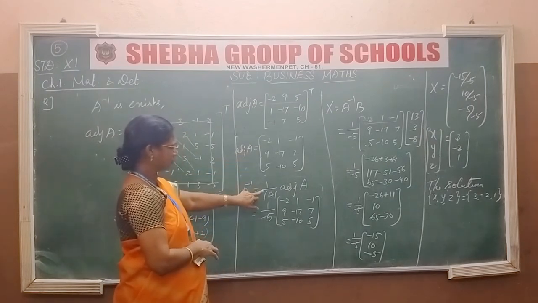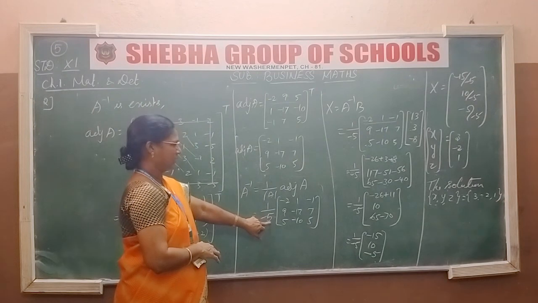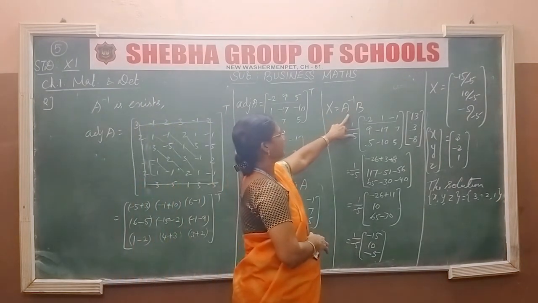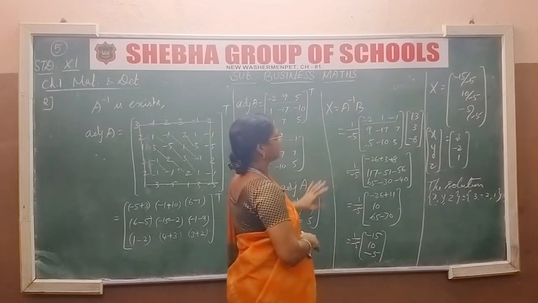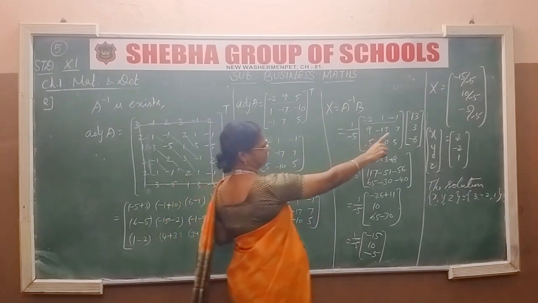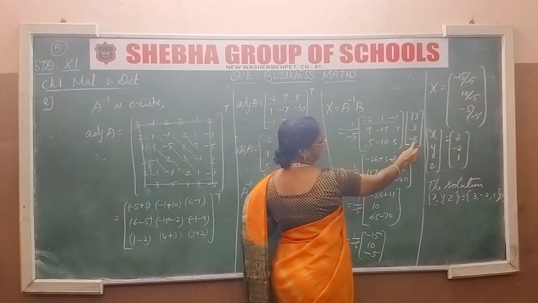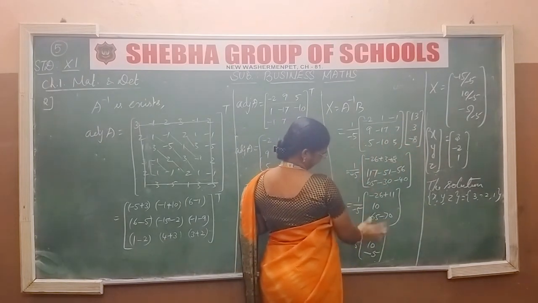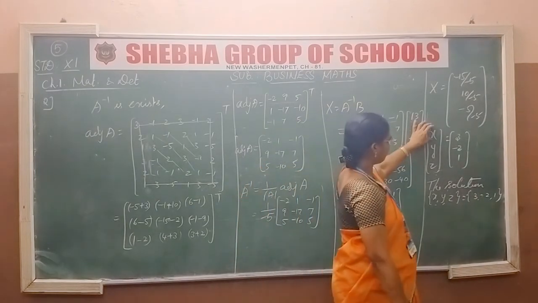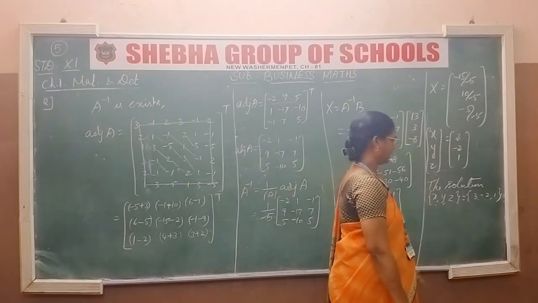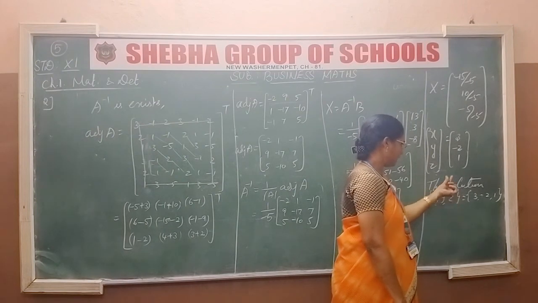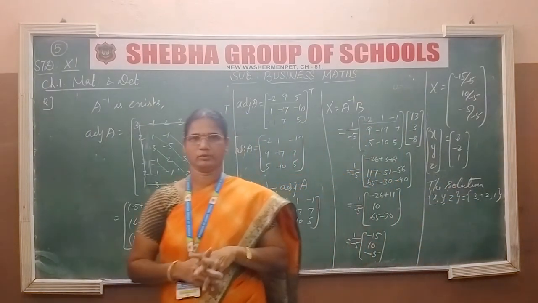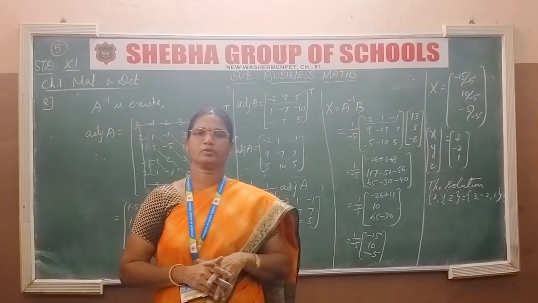Next A inverse equal to, write the formula and put the values, and then x is equal to A inverse B, we substitute. For A inverse we use this. For B we use our 13 3 minus 8, the constant terms. Multiply and we get the values of x, y, z. Okay, in the last step we should write the solution set. We have to write that to finish. Okay students, thank you. Do the homework.